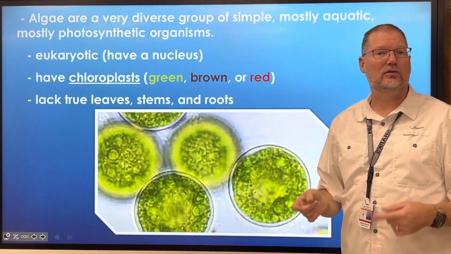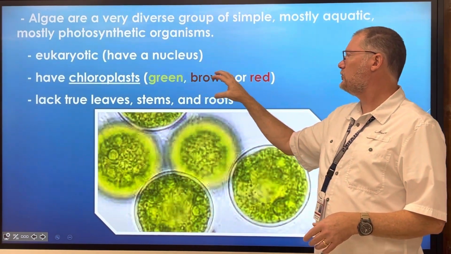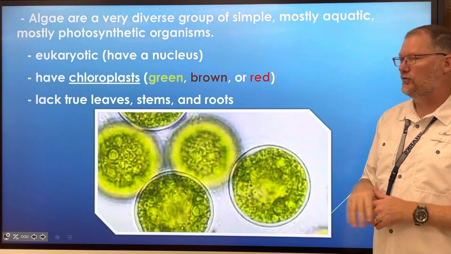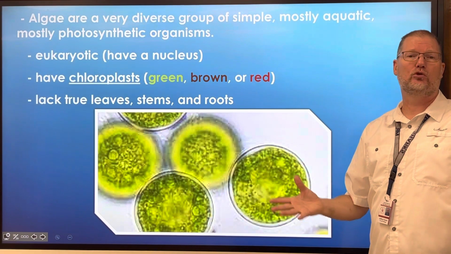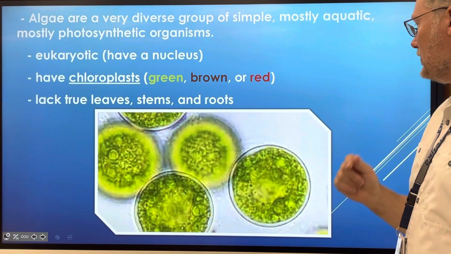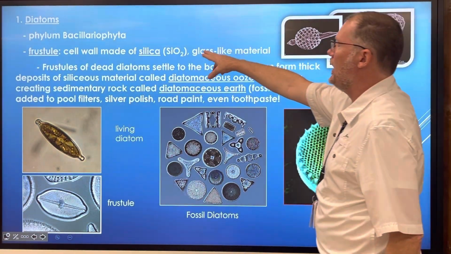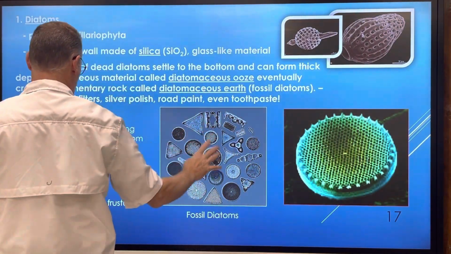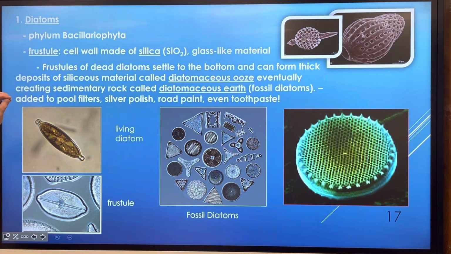Eukaryotic, that means they have a nucleus. These are not bacteria. They're not prokaryotic. They are eukaryotic. They have chloroplasts of different kinds. Green, brown, red, different color chloroplasts. And they don't have any leaves or stems or roots. They're not plants, but they're still photosynthetic. So diatoms are the ones that have a silicon dioxide glass-like material they make their shells out of, and they live inside. Their shells, when they die, become what's called a frustule.